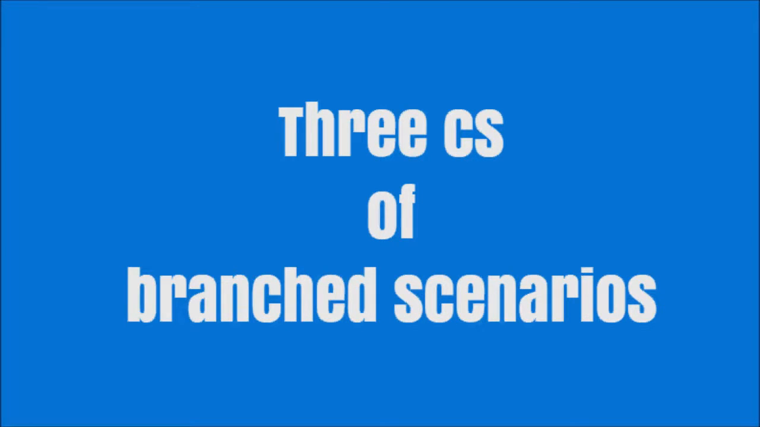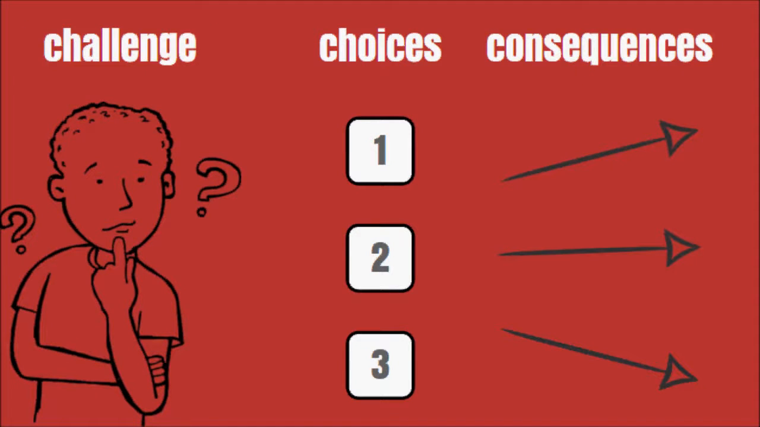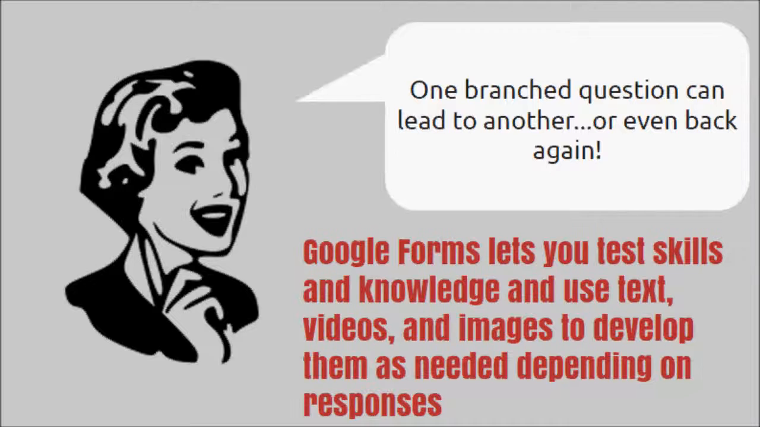Let's look at the 3 C's of branched scenarios. These are challenge, choices, and consequences. So what happens is the student is presented with a challenge or a question. They are then provided with choices to make, and based on those choices, different consequences result. So those consequences could be another question, they could be a video, a picture, text information. So there are a number of different things that those consequences can be.